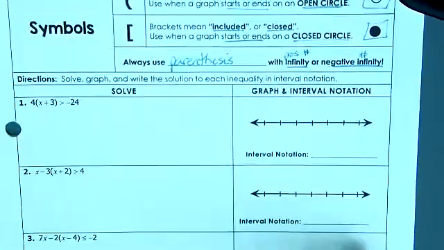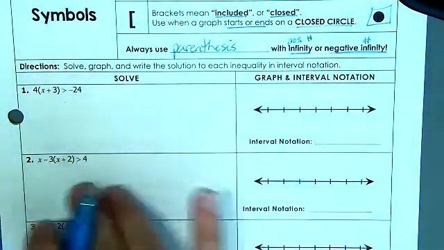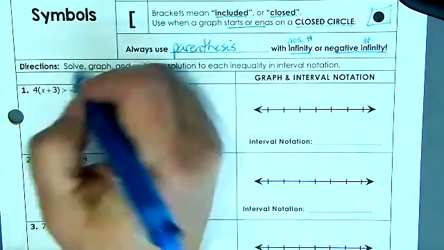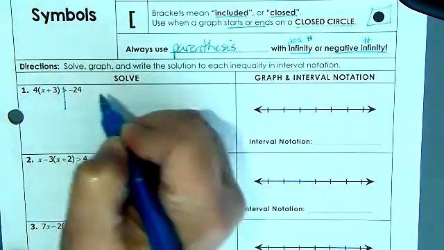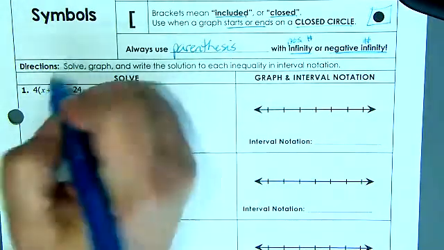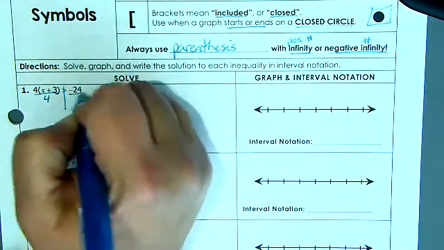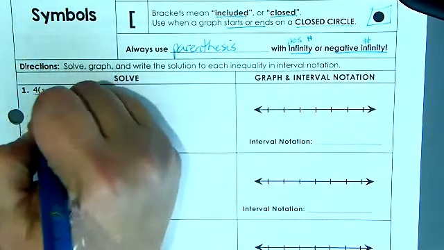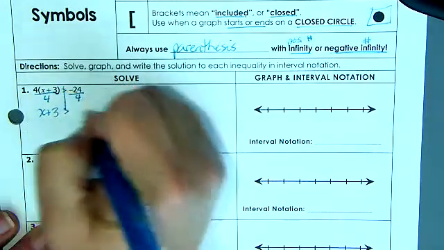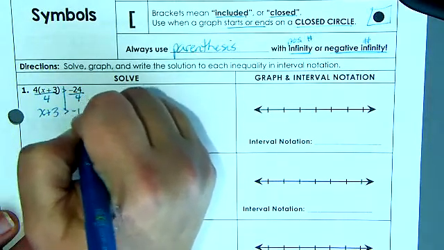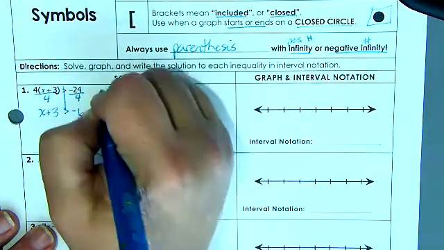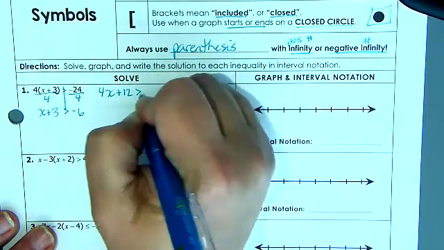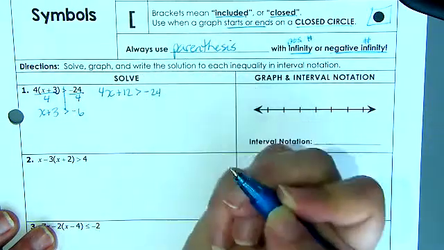All right. So let's look at number one. We're going to solve it, graph it, and write the interval notation. So first one's first. Just like we do an equation, we have our equation wall. We've got to get rid of the 4. I don't distribute because I want to get to the x. So I'm going to divide by 4 on both sides. So I'm going to get x plus 3 is greater than negative 6. I can also distribute and end up with 4x plus 12 is greater than negative 24. You can work it either way.